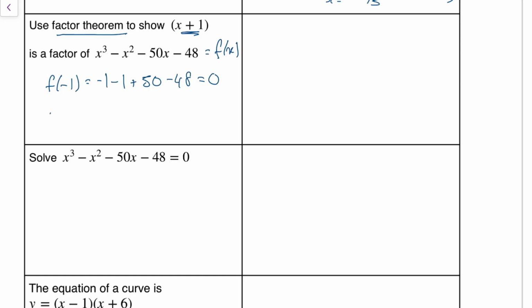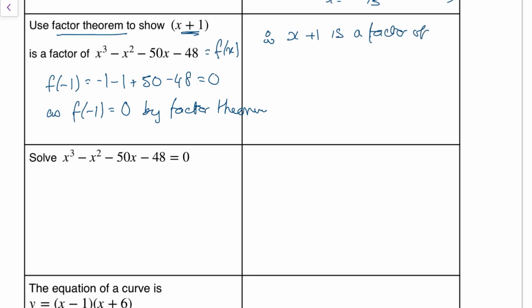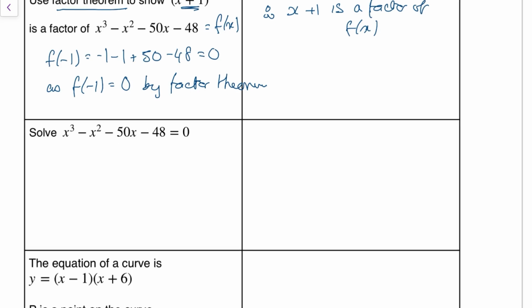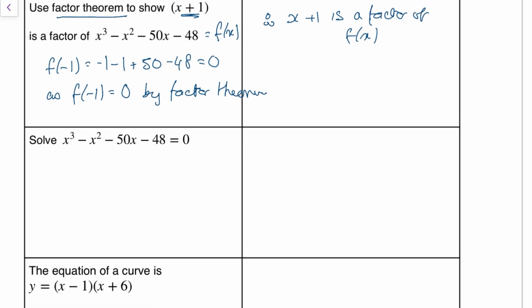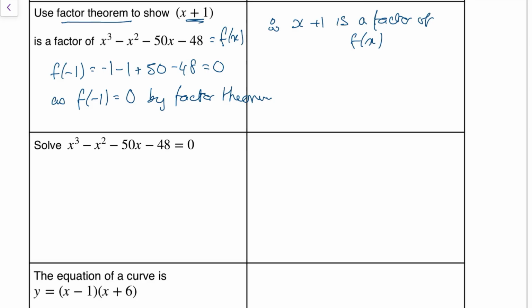And then a clear statement: f of minus 1 equals 0 by factor theorem. In other words, I'm using the factor theorem. Therefore, x plus 1 is a factor of f of x. I've used the factor theorem. I've shown it. I'm happy with that. Next question. Oh, actually, it's a continuation. Solve this here.